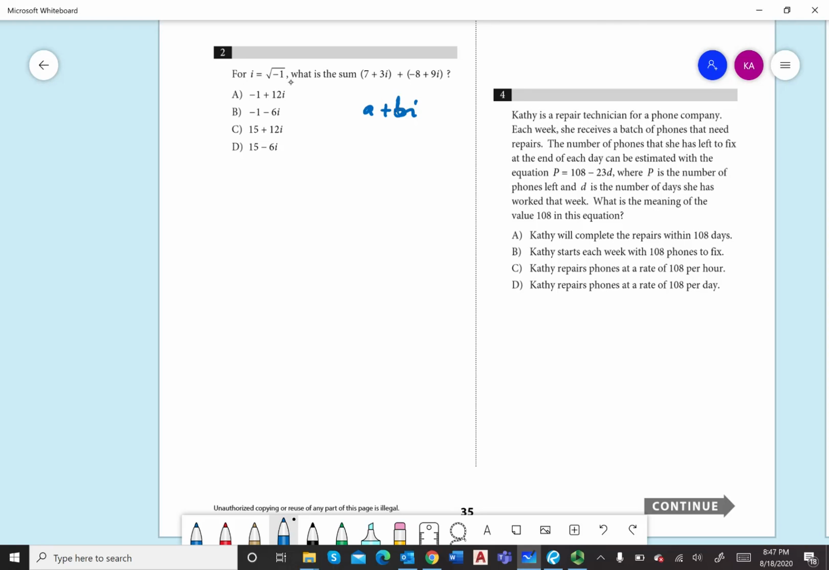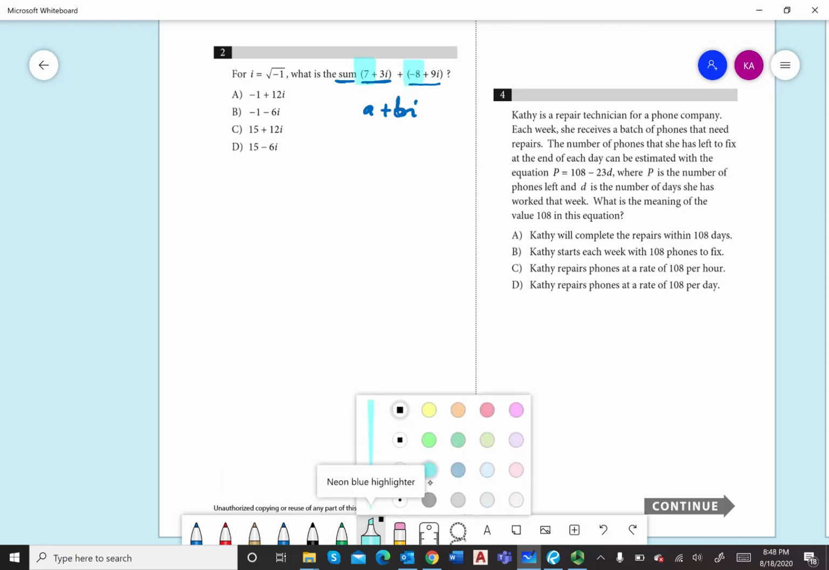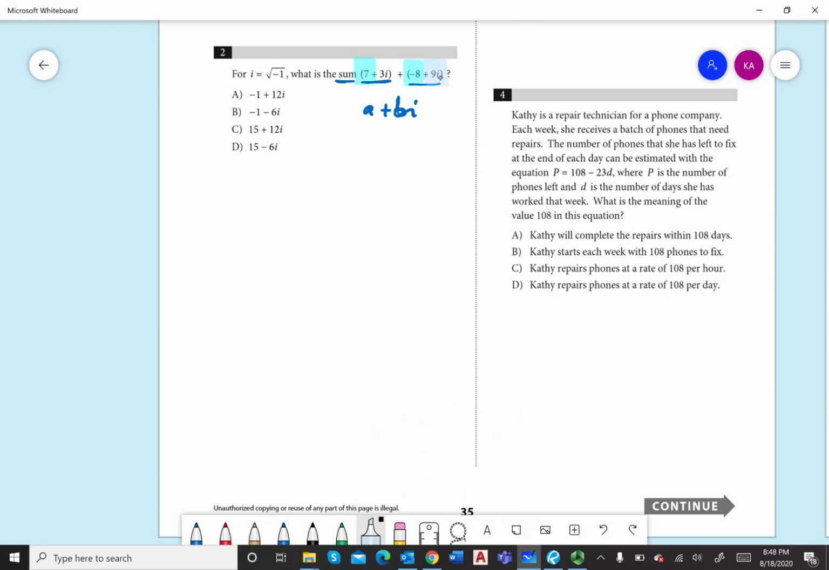Here all we have to do is find the sum of this complex number and this complex number. The way to do that is to combine like terms in the real numbers and then combine like terms in the complex parts of them. So here I'm going to highlight them to show which numbers are like numbers, and then I'm going to use a different color to show that these two can also be combined.